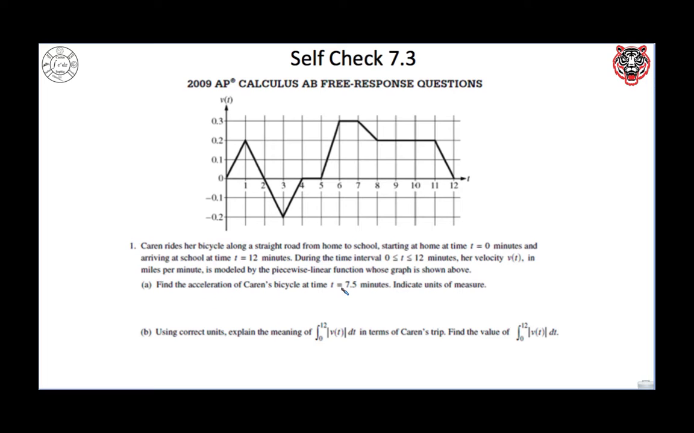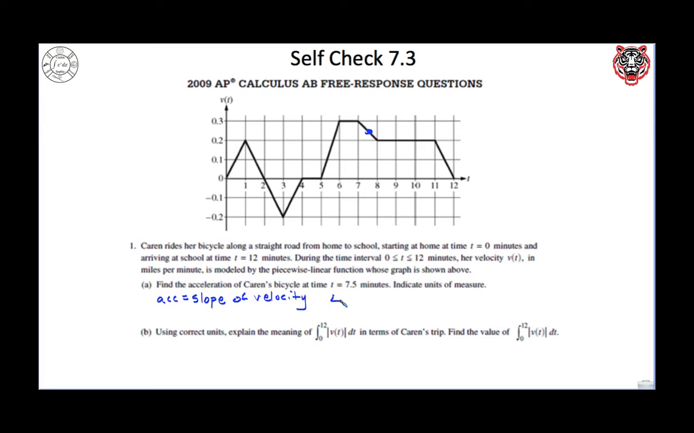Okay, find acceleration at 7.5. So at 7.5, that's about that position right there. So we know that acceleration is really going to be the slope of velocity. I'm writing this down, but you don't need it in the test. So slope of velocity means I'm looking for the slope here.